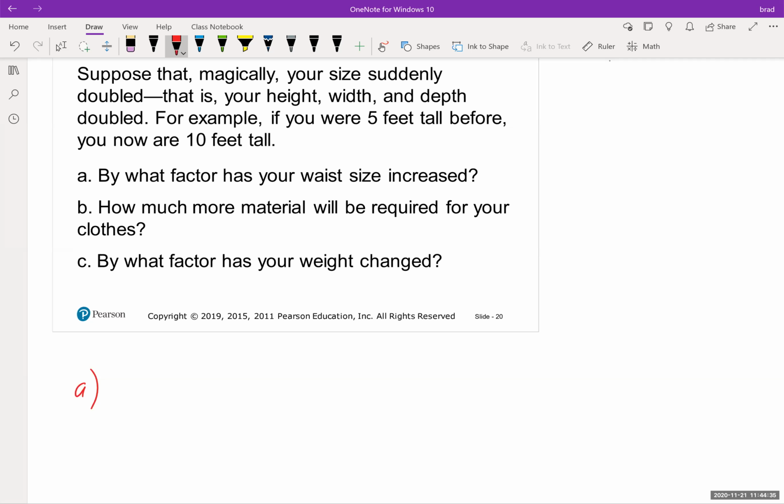Well, that is a distance around something. So literally, that's perimeter. So that means your waist size increased by perimeter. So this is perimeter, and by what factor has your waist size increased? Since it's perimeter, we double the scaling.